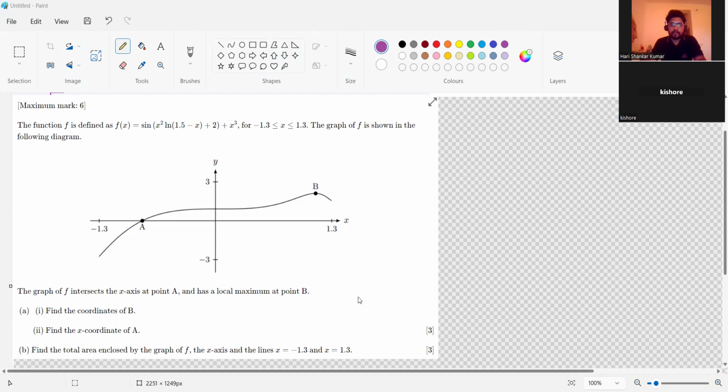Find the total area enclosed by the graph and the x-axis from negative 1.3 to positive 1.3. What you can do? Use your GDC and draw the given graph.